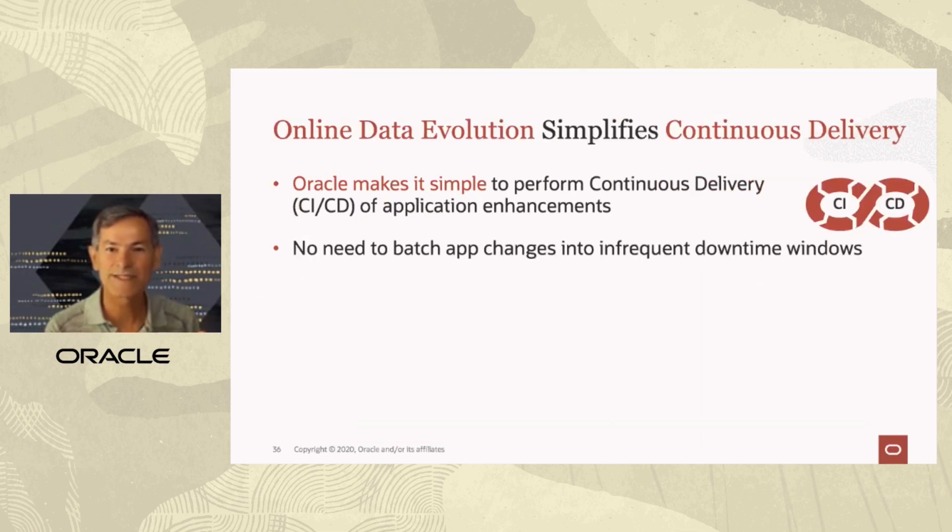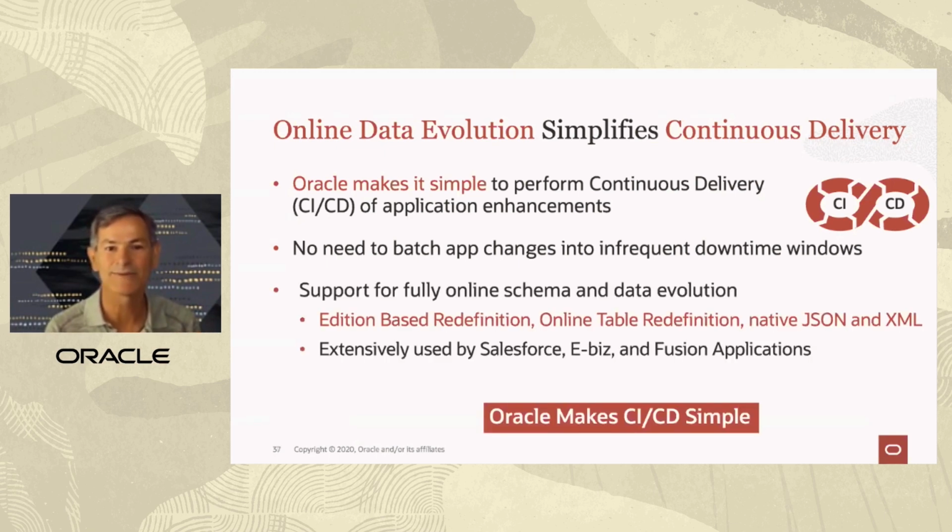In a 24/7 world, it's imperative to have continuous delivery of application enhancements. And Oracle makes it simple to do this. There's no need to batch app changes into infrequent downtime windows. And the reason for this is that Oracle supports fully online schema and data evolution. And there's a number of technologies that we have that enable this. For example, we have something called edition-based redefinition that allows you to have multiple versions of a schema running simultaneously.